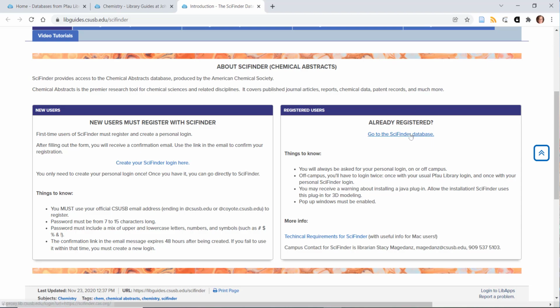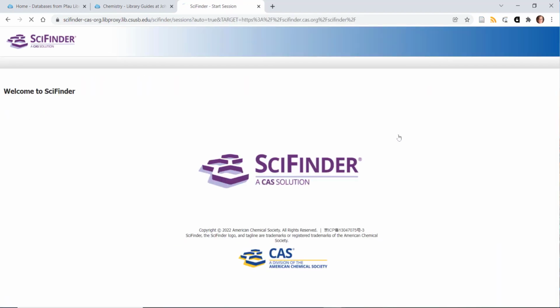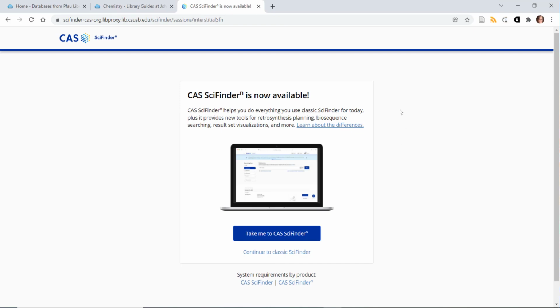Then you're going to go to the Scifinder database. Don't try to create multiple accounts. It won't let you do that. If you get offered a choice between Scifinder and Scifinder N, always choose Scifinder N. The classic Scifinder is going to be phased out.